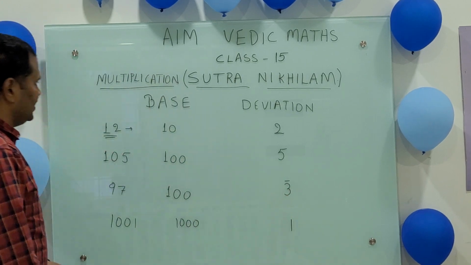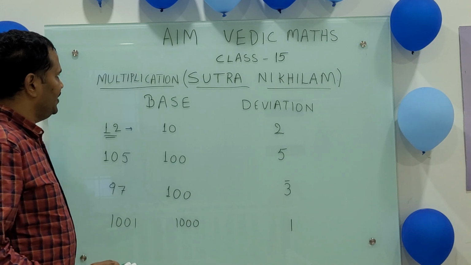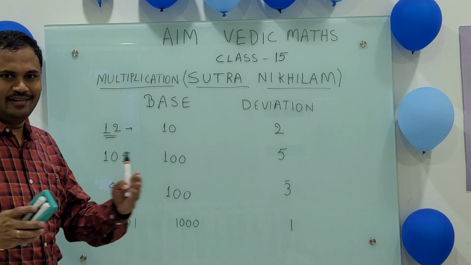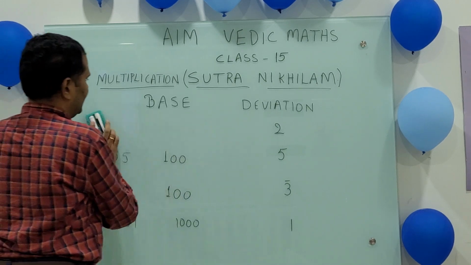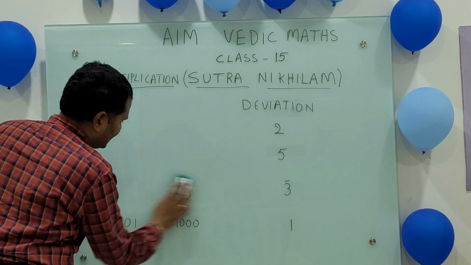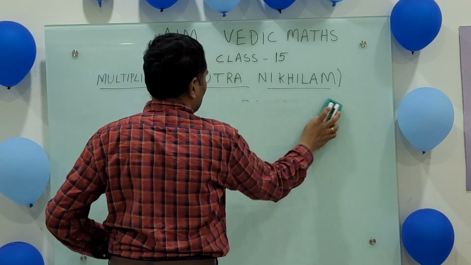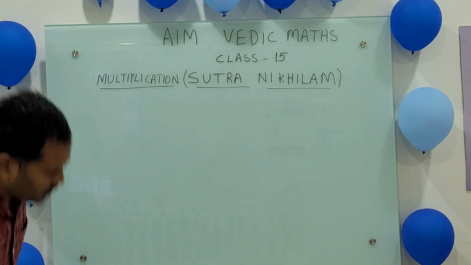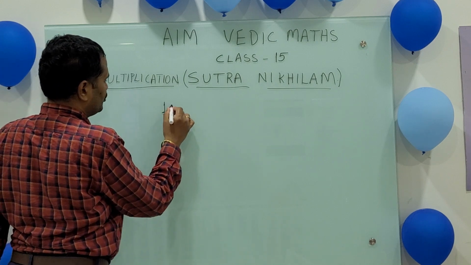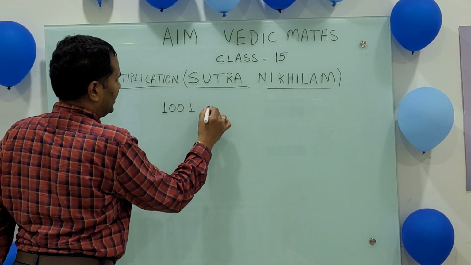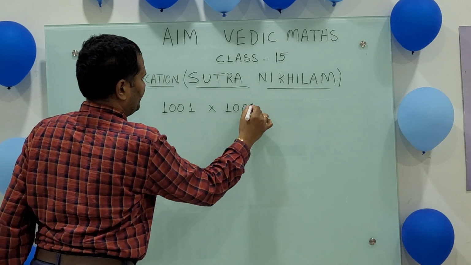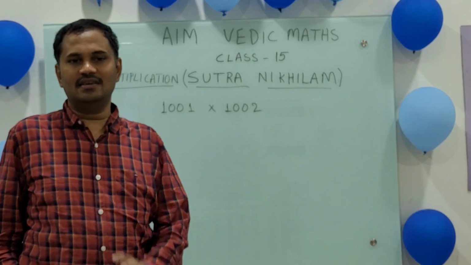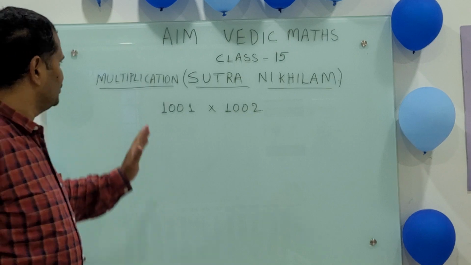So now let's understand how we are going to use this base and deviation in the Sutra Nikhilam to get the product of two numbers which are close to a base that we can remember or recollect without any hurdle, without any difficulty. Let's understand. Very simple thing. First, let's start with the big number where we can appreciate the Sutra Nikhilam. For example, you need the product of 1001 multiplied with 1002. You try to do it on your own, in your own techniques.